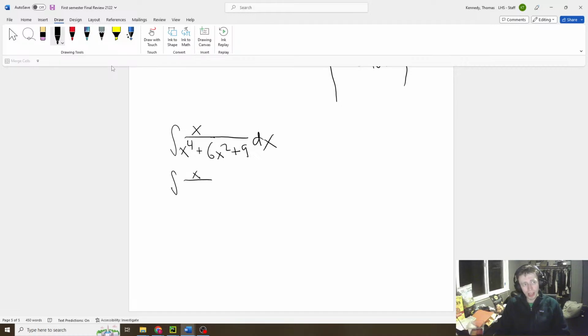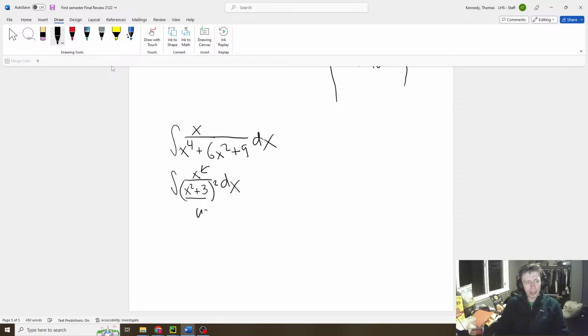And we have an x squared plus 6x plus 9 sort of thing. So this is like x plus 3 squared. But because this is x to the 4th and this is x squared, it's going to be x squared plus 3, squared. And what's snazzy about this is now the derivative of the inside does look like my top.